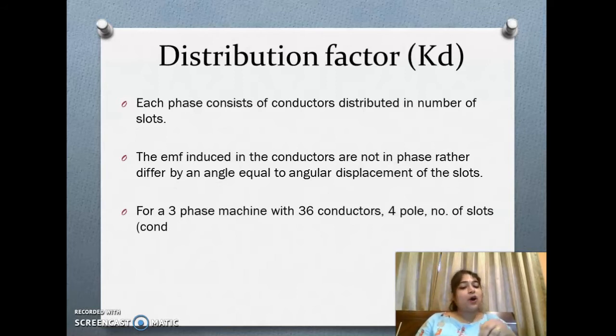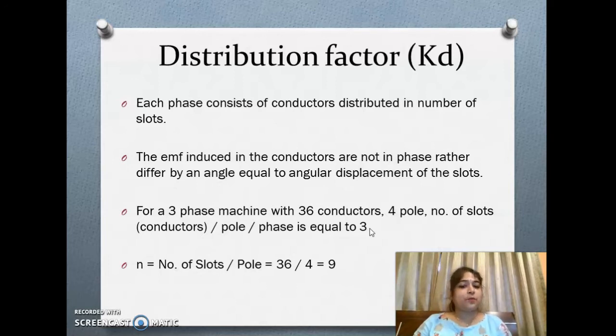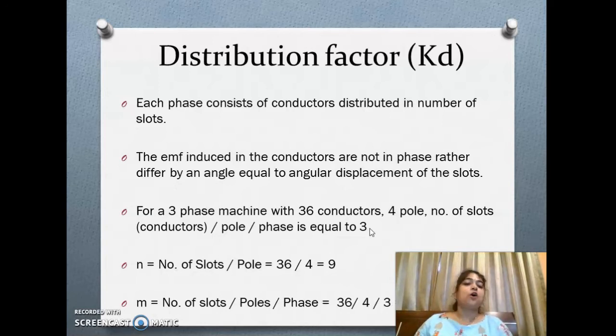Now to understand in how many slots it will be distributed, let's take an example. Let's say there is a 36 slot machine, in which there are 36 conductors and 4 poles. So the number of slots per pole will be 36 by 4, that is 9. N is the number of slots per pole. But m is the number of slots per pole per phase.